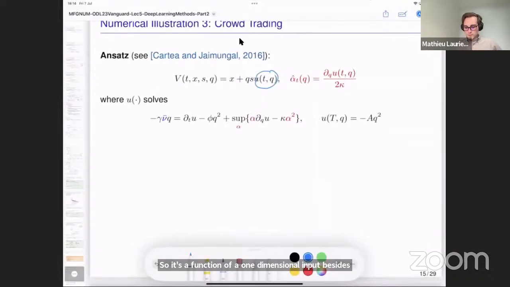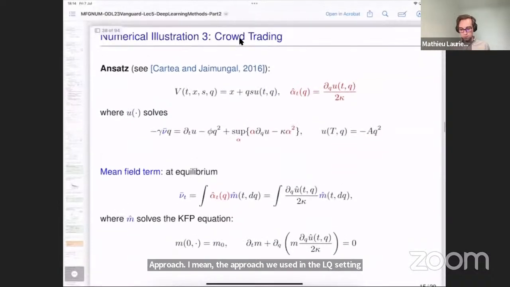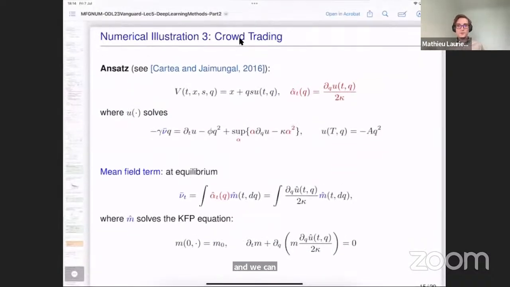This u solves an HJB equation, which is one-dimensional. Q is just a real number, and so you are back to a one-dimensional PDE. Even more than that, in fact, this PDE is linear quadratic. So we are back to a situation where we can apply the approach we used in the LQ setting, and we can find the solution. I didn't write the solution here, but you can really have a solution up to solving an ODE system.